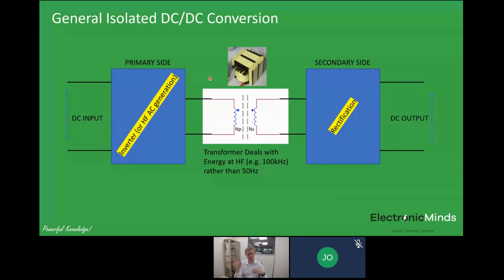And this presentation today is just talking about the power topology. So we will come on to control and magnetics design in later webinars. So that's the basic description of how these things work. And in this example here, power flow is from left to right. It's a unidirectional power converter.